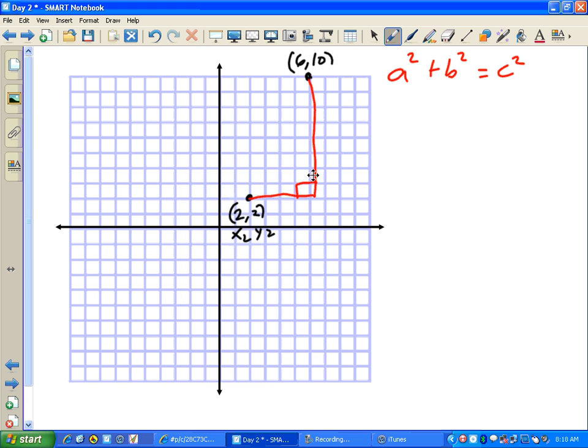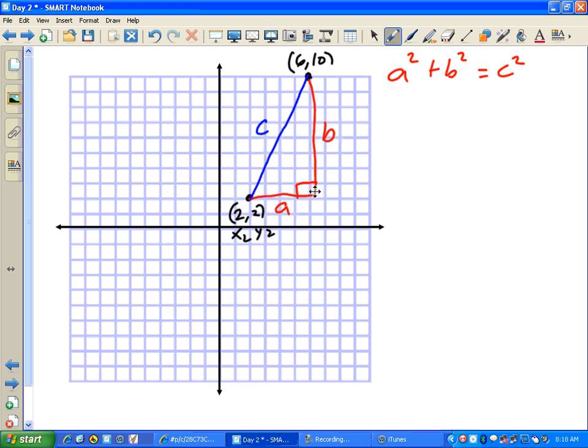Okay, so I've got this right triangle. This is the symbol for a right angle. In my right triangle, the two sides that make the right angle are always A and B. And the hypotenuse is always the long side, the side that's across from the right angle. So this is C.